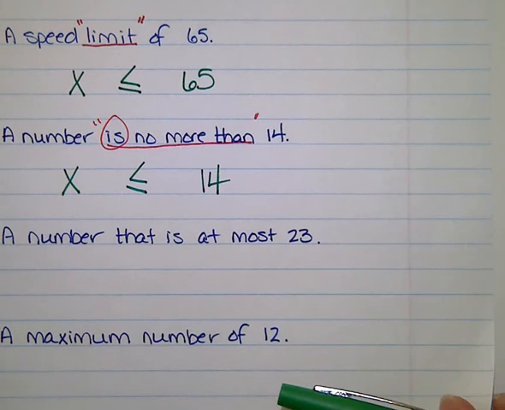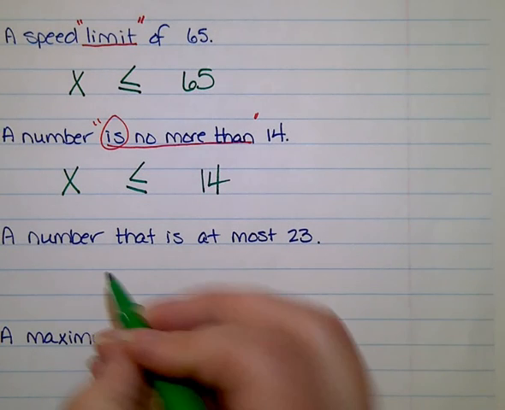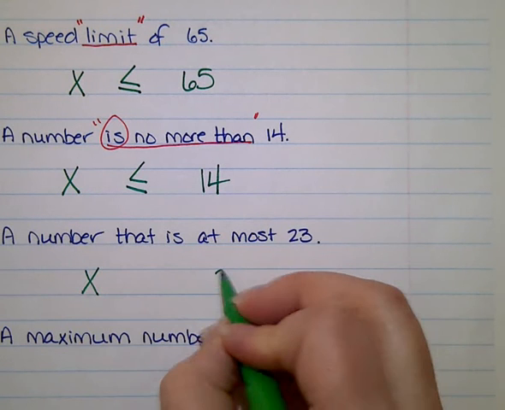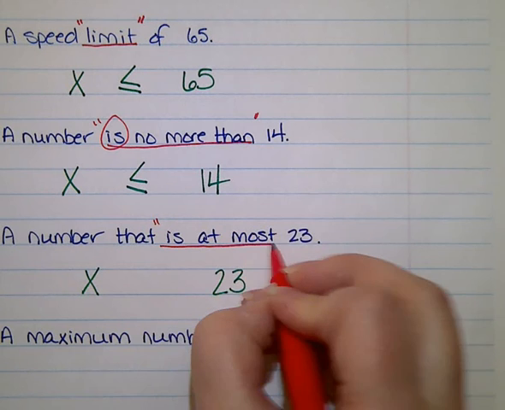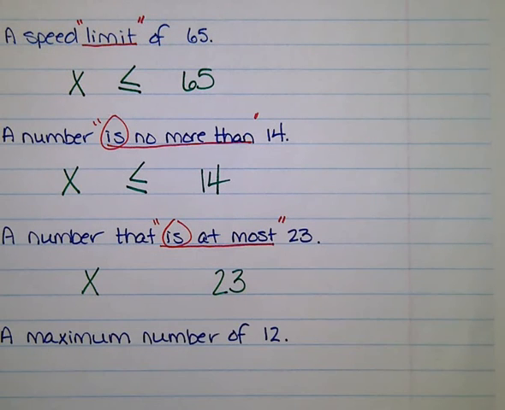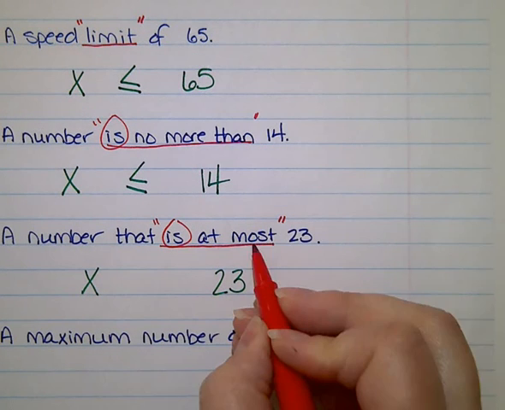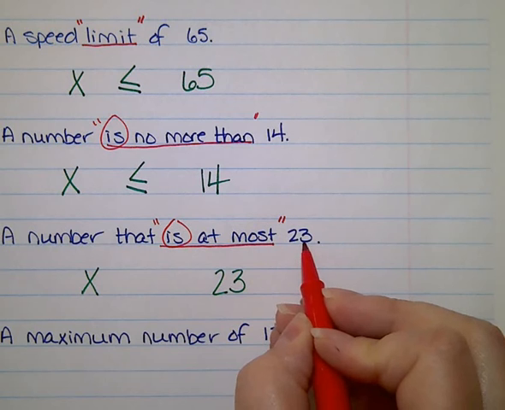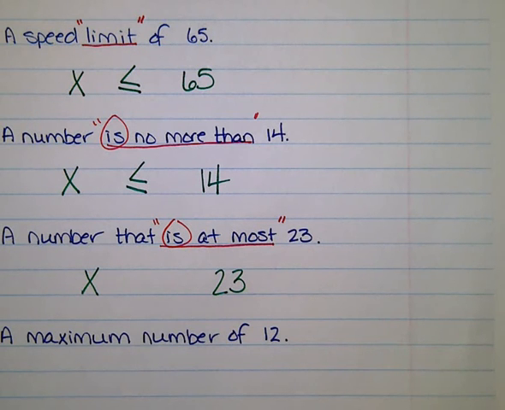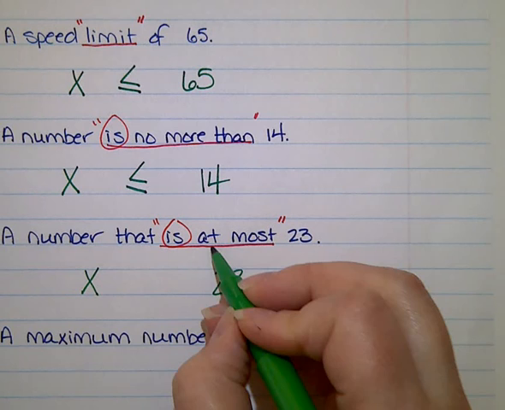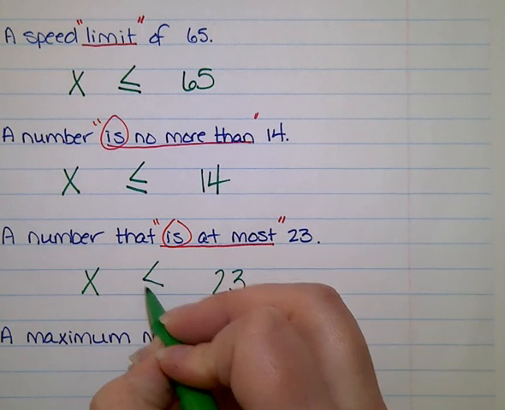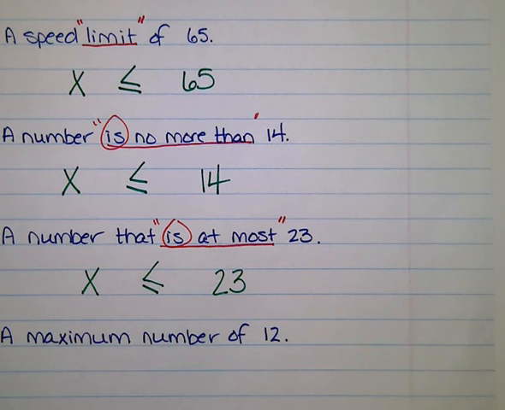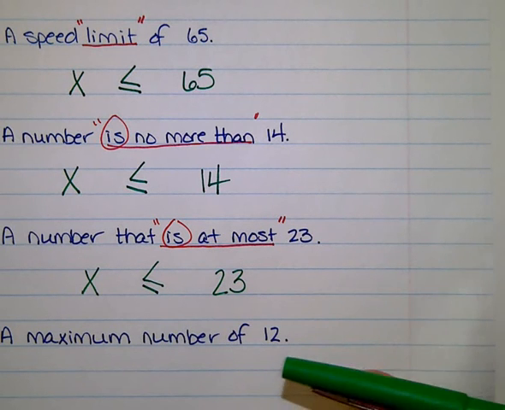A number that is at most 23. There's my X and my 23. Is at most. There's my inequality. So the most it can be is 23. Can it be a 23? Absolutely. So we know it's equal to. The most it can be is 23. So it can be equal to 23 or less than 23. X is less than or equal to 23.